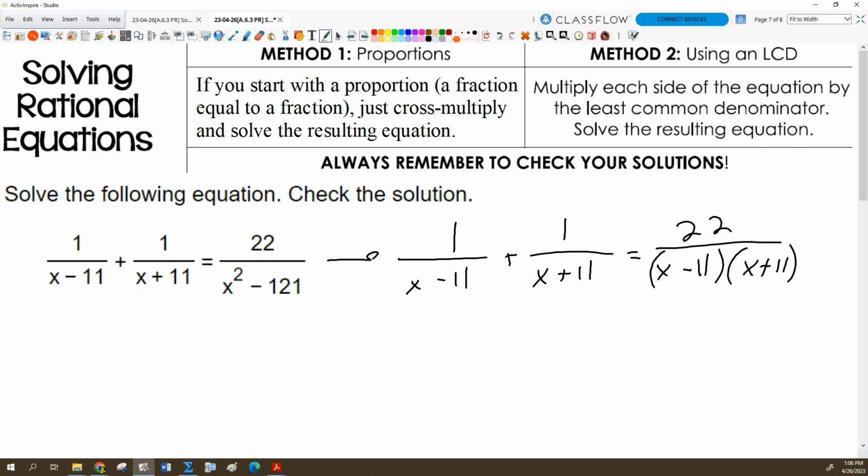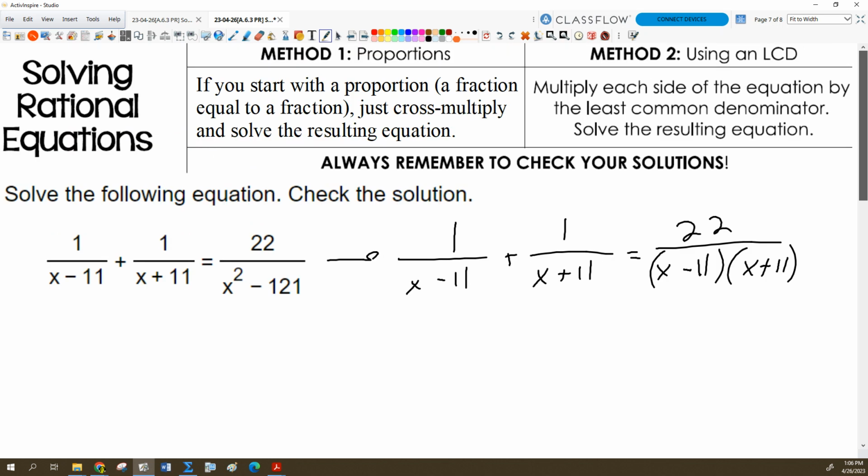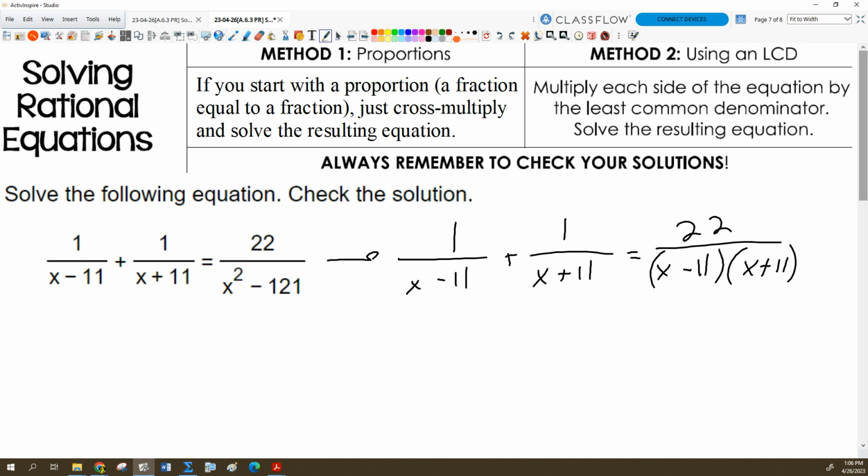So I just get x minus 11 times x plus 11. Okay, so what are our, oh, by the way, never mind, we'll look at this one. Okay, so what values do we have to exclude here? X cannot equal what? Positive or negative 11. Okay, good.